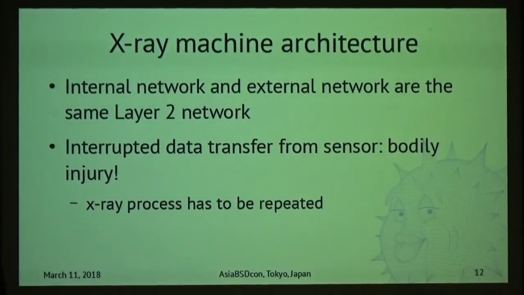So this really boils down to you want to isolate the internal parts of an X-ray machine as much from the hospital network as possible so that nothing can interrupt your data transfer from the image sensor to the imaging station. And at the same time, it's the same layer 2 network. Yes, exactly.